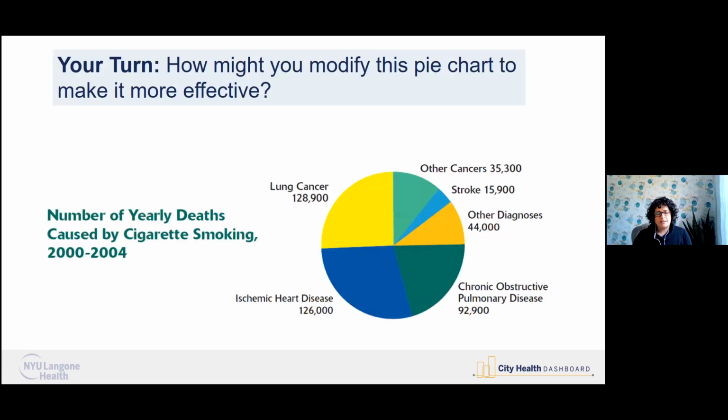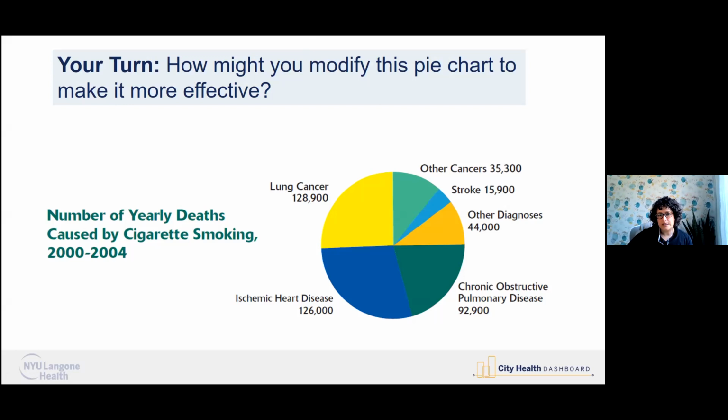So let's practice this. Your turn. How might you modify this pie chart to make it more effective, or what is working well in it? And I'll just pause a second so you can look through and practice what you just learned, or perhaps other things you know about pie charts and displaying data. And I'll open up my chat here real quick just to see.